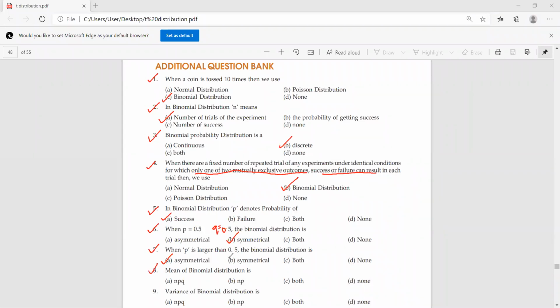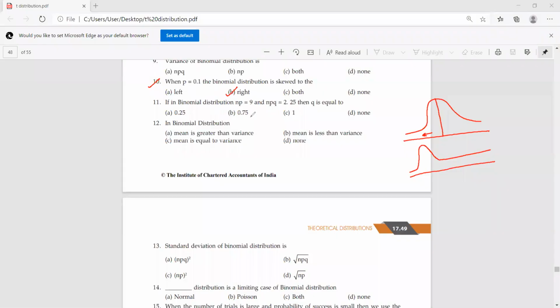Mean of the binomial distribution is given as NP. Variance of the binomial distribution is given by N into P into Q. So the answer for 10th will be right. Now sum number 11 is already covered. Sum number 12. In binomial distribution, mean is greater than variance. Okay, option A.